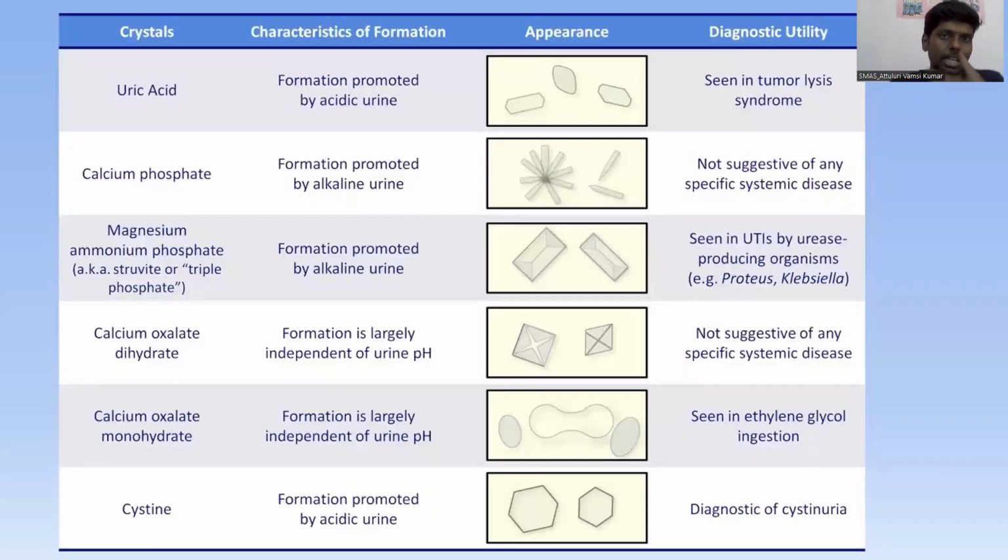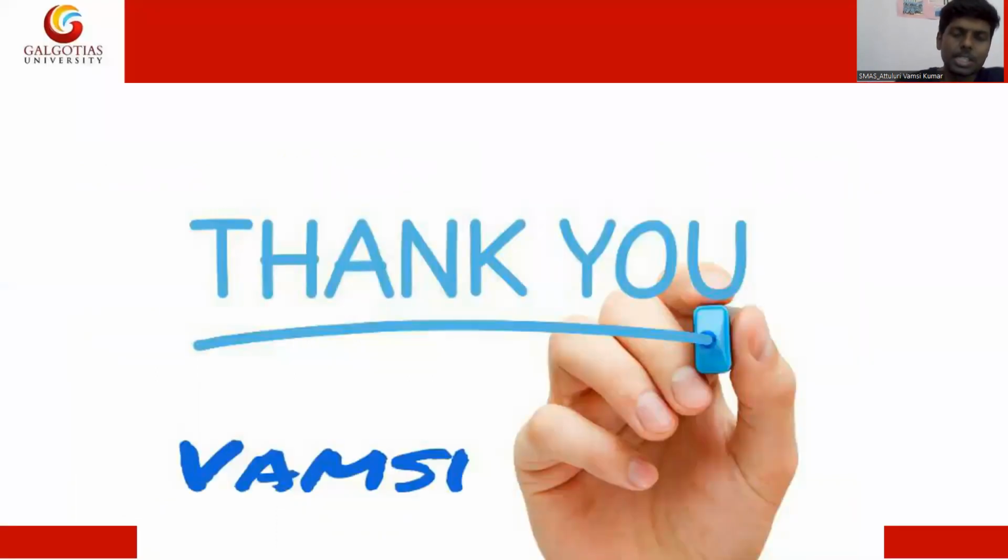So these are the conditions where we can see the various crystals and their diagnostic utility. For example, in a urinary tract infection, you can see magnesium ammonium phosphate crystals, which occur due to the alkalinity of the urine. So these are the crystals that we will see in urine microscopy. This is all about urine microscopy and its clinical correlation with hematology.